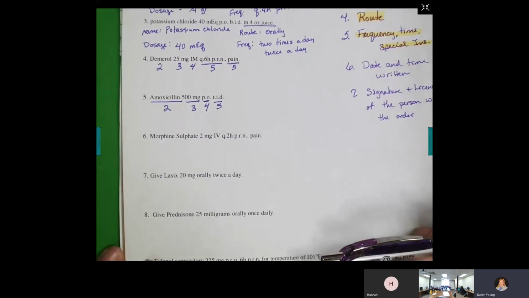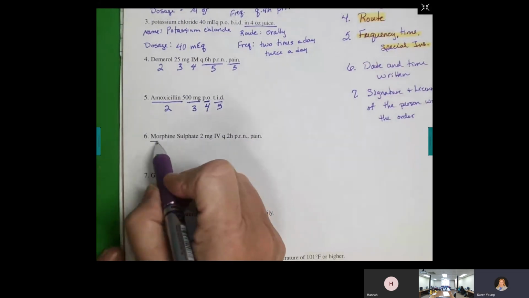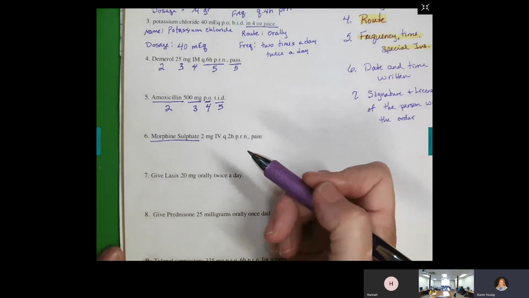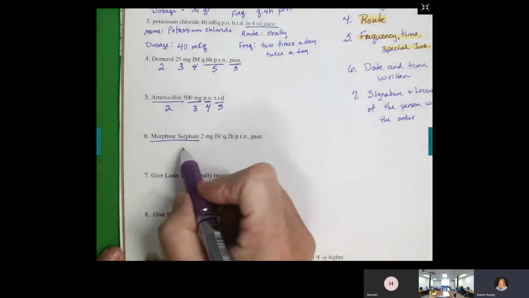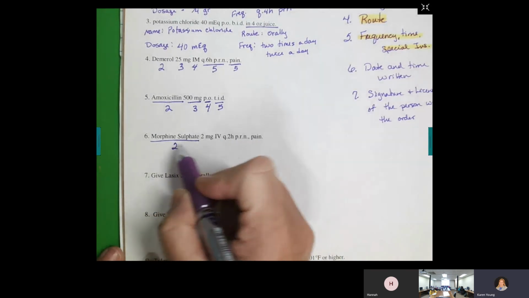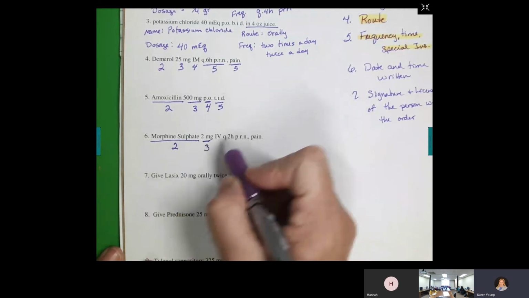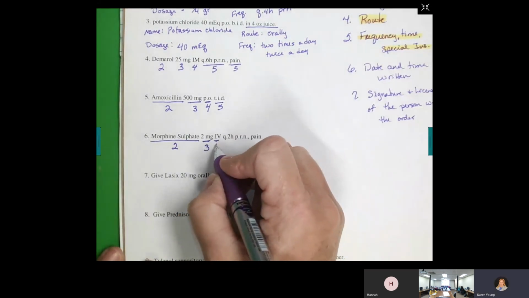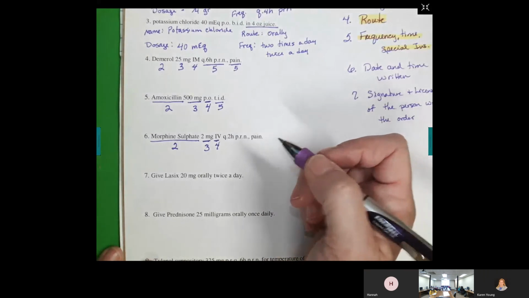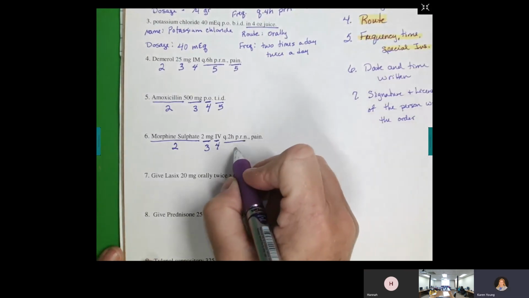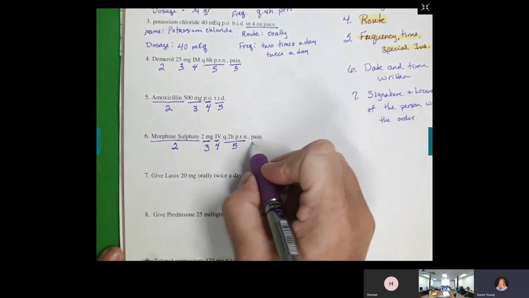Then we have the morphine sulfate. In this case, it's going to be our drug name. I've always heard it called morphine, never morphine sulfate, but that is 2 milligrams against our dosage. The IV is our route. Every 2 hours, PRN is our frequency, and it's for pain, so that's part of our special instructions or special directions.